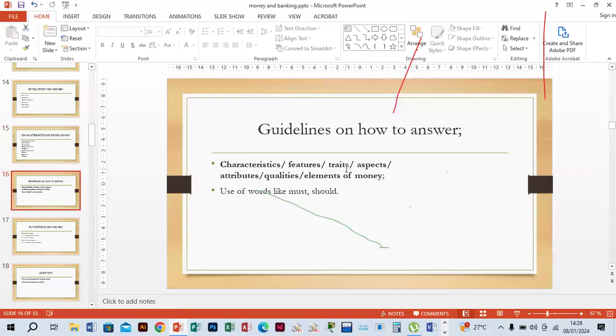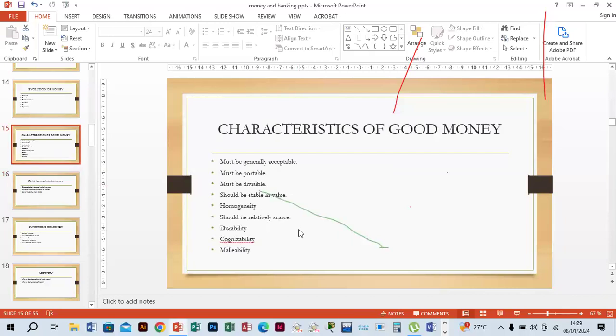Qualities, traits, aspects, attributes, elements, features, characteristics, traits. And when we are talking about characteristics, we must use words like must and should. Missing them in your answers doesn't qualify for a mark. Yes, and also elements. Yes, that's fine.